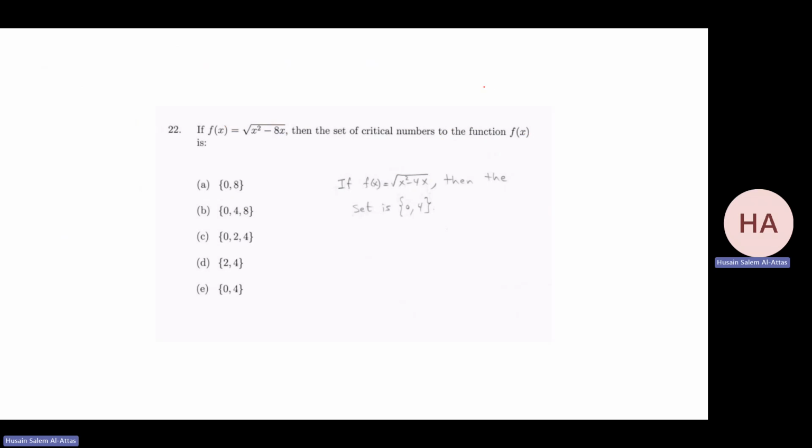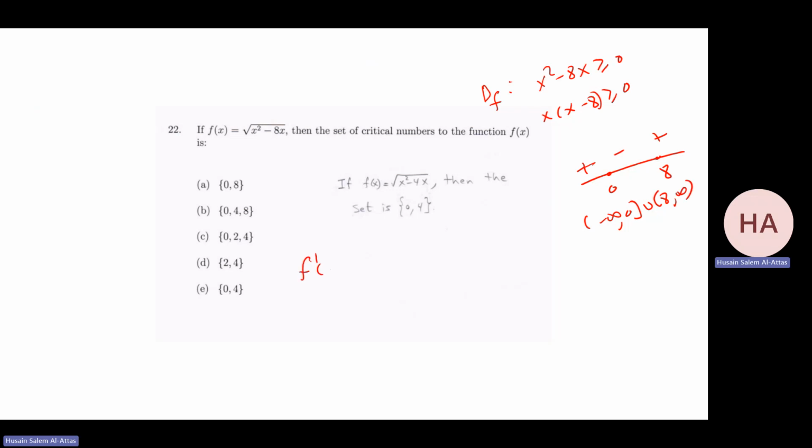Domain of f will be what? x squared minus 8x greater than or equal to 0. x times x minus 8 greater than or equal to 0. So I have 0 and 8, plus minus plus. The domain is minus infinity to 0, union 8 to infinity.